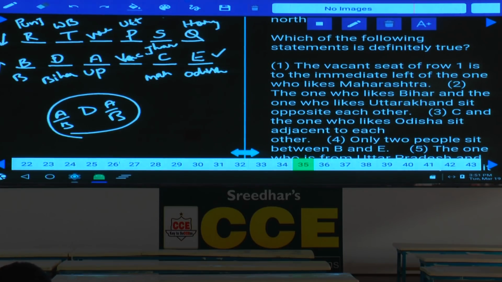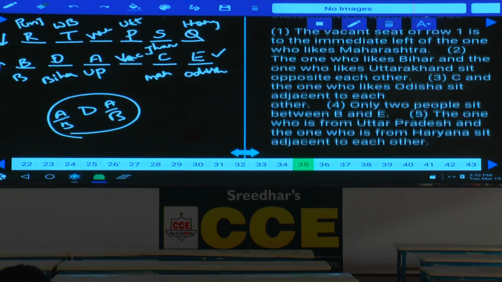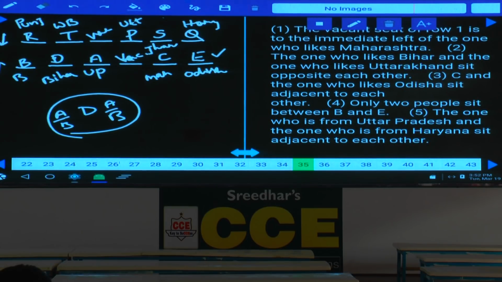That is false. Next one, the one who likes Bihar and the one who likes Uttarakhand sit opposite to each other. Bihar and Uttarakhand opposite to each other, that is also false. And next one, choice 3, C and the one who likes Odisha sit at an extreme end, that is false. And only 2 people sit between B and E, that is also false. The one who is from Uttar Pradesh and the one who is from Haryana sit adjacent to each other, this is also false, isn't it? Then what is your answer here? Now in question number 35, C and the one who likes Odisha are adjacent to each other.